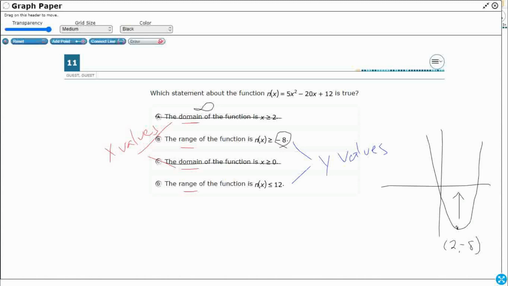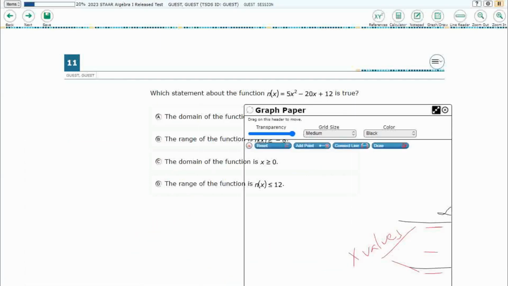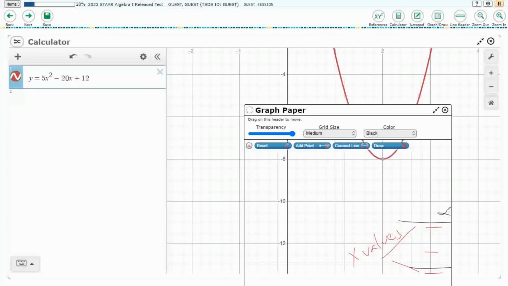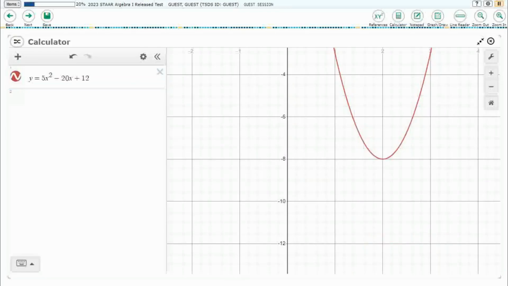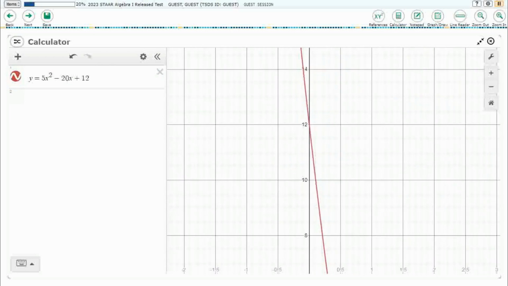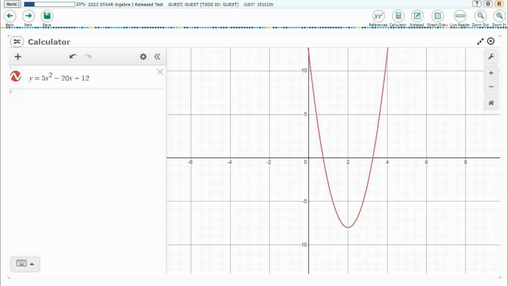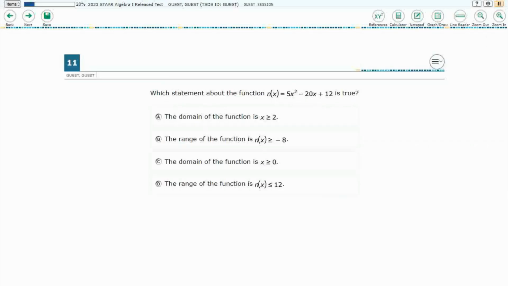So C doesn't work. And then the range of the function is less than or equal to -12. Well, this picture doesn't show it correctly. If we actually look at the calculator, I'll tell you where they got that 12 from. It's actually the y-intercept. So my picture wasn't that good. But if you look right there, that's the y-intercept. So that's where that 12 comes in. But we're not going to use that as a range. Our range is going to be restricted based on the vertex, not the y-intercept. So my answer here is B.